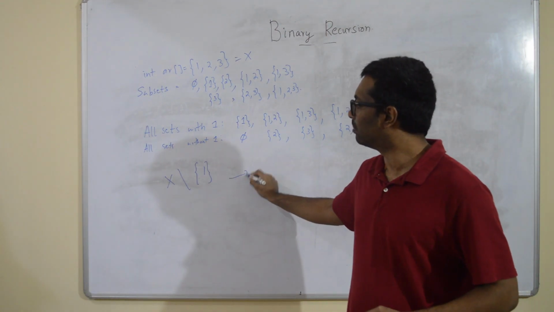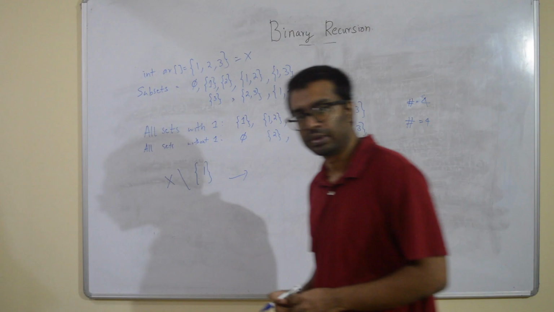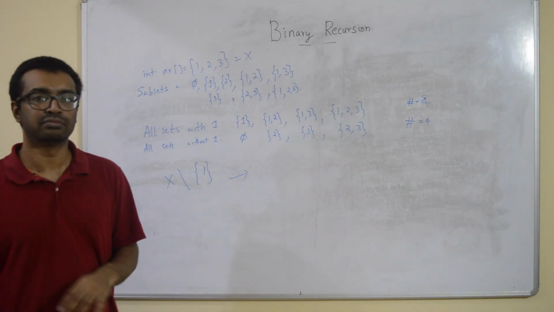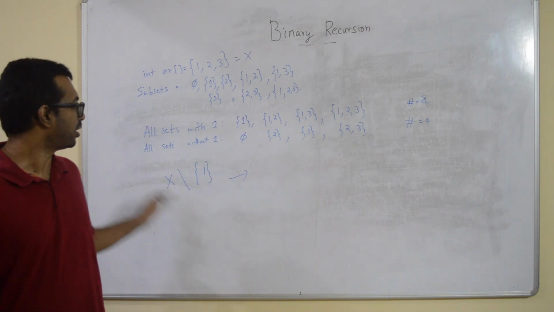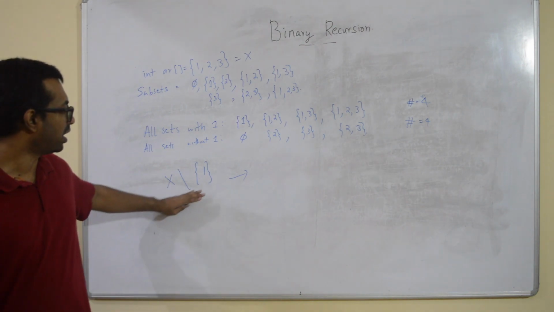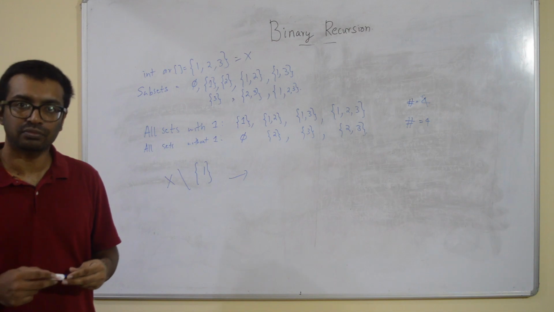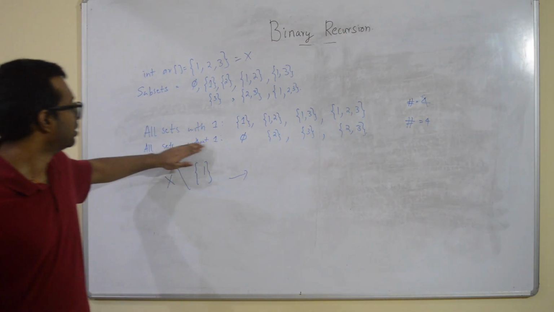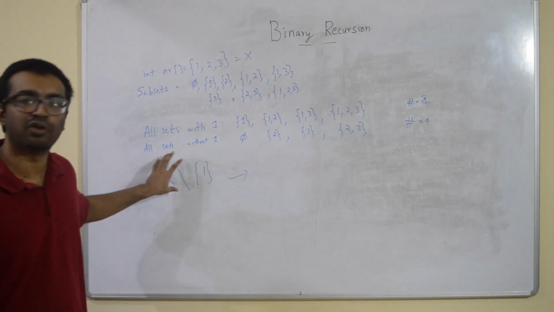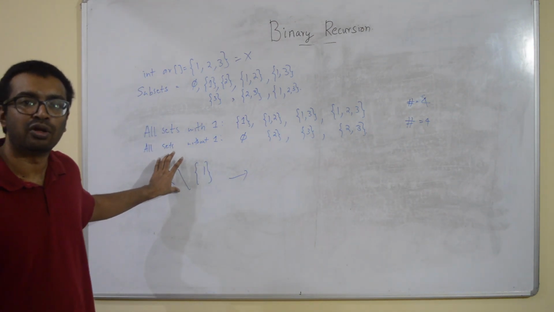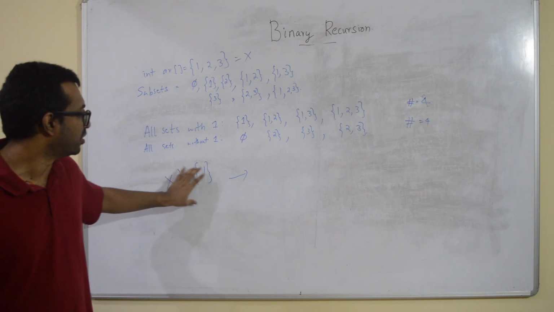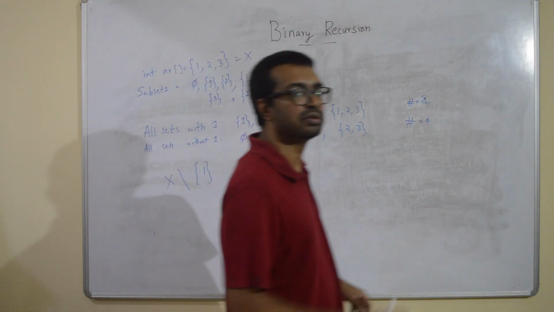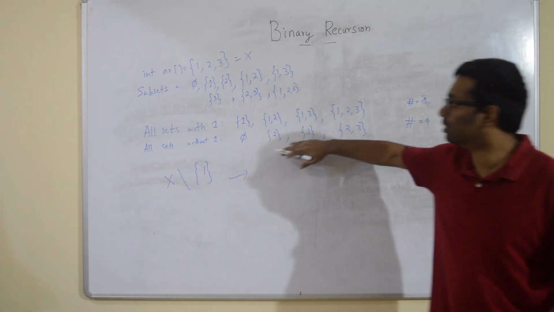And recursively I want all subsets of this X, right? What are all subsets of X? Because 1 has been removed, we get exactly these sets. The subsets of all sets without 1 are basically the sets right below, right? These.